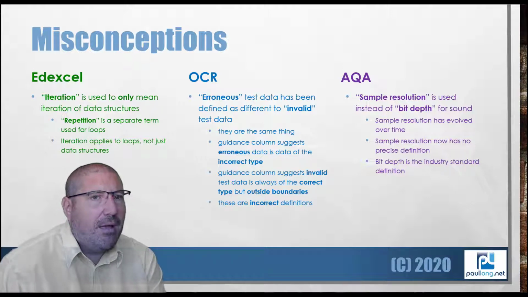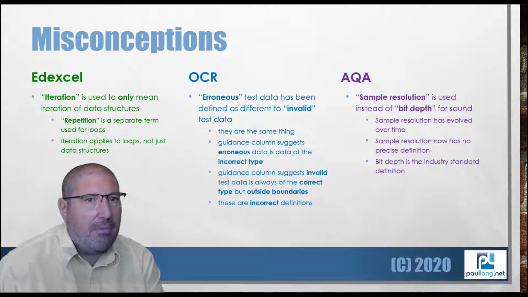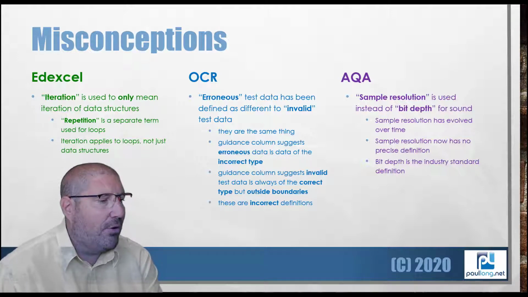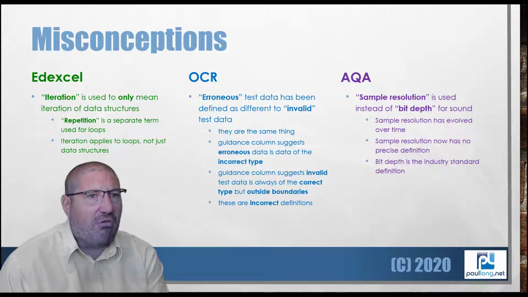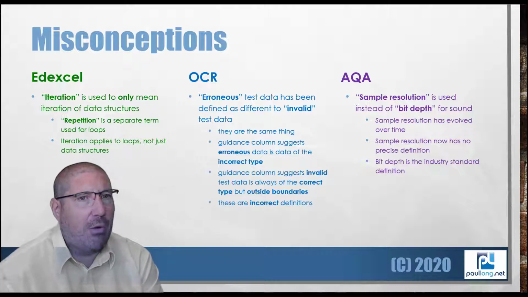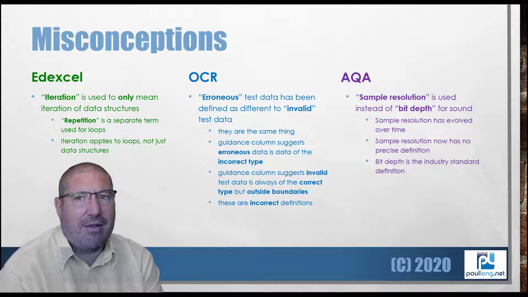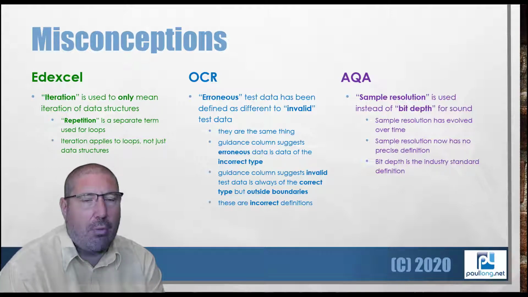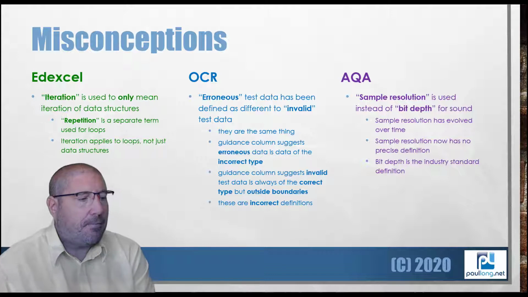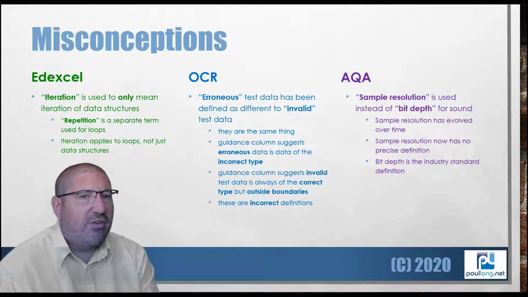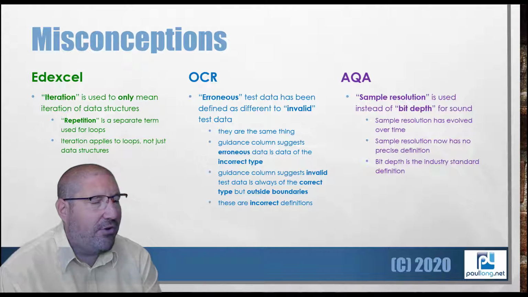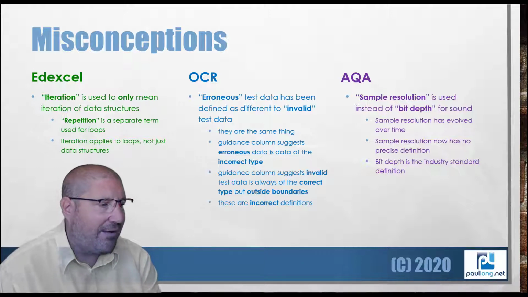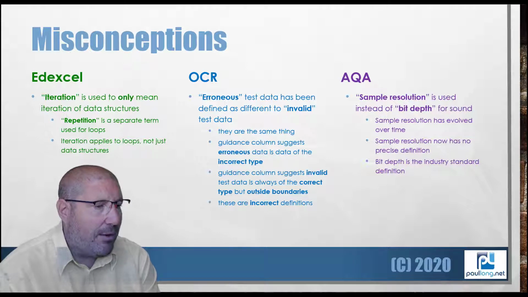Now in Python, yes, you iterate over an iterable. So even if you're doing a for loop, then in Python you are iterating over a range, like in range 0, 9, which would give you effectively an array of the values 0, 1, 2, 3, 4, 5, 6, 7, 8. However, iteration doesn't apply just to that. Iteration applies to loops, not just data structures. So using repetition as a separate term for loops isn't technically correct. I don't think it's going to cause any major problems though.